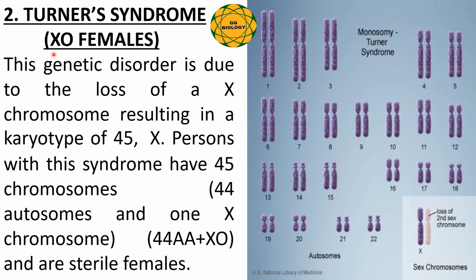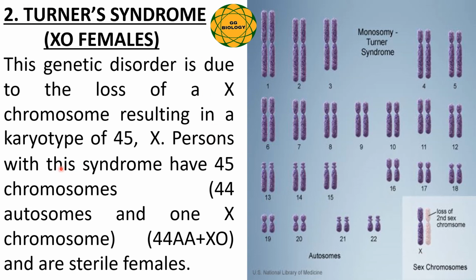The second is Turner syndrome. Usually this is called XO females. This genetic disorder is due to the loss of an X chromosome, resulting in a karyotype of 45. So instead of 46 chromosomes in this human being, one chromosome is seen less, so the number of chromosomes is 45, which leads to Turner syndrome.